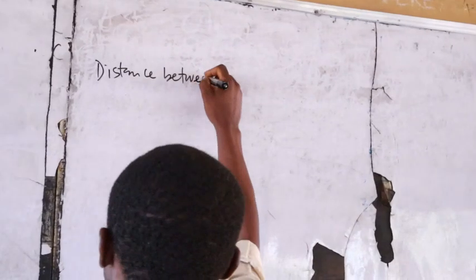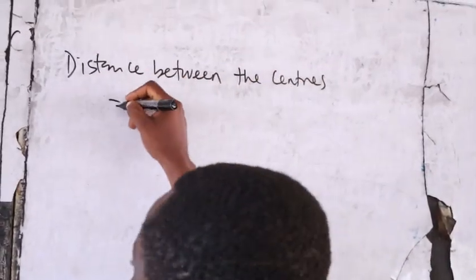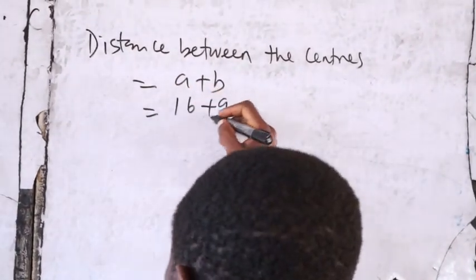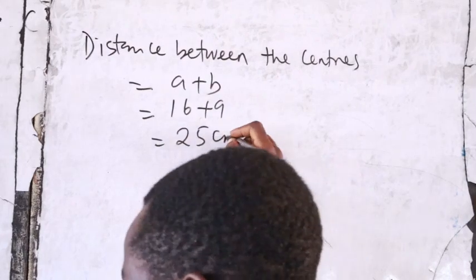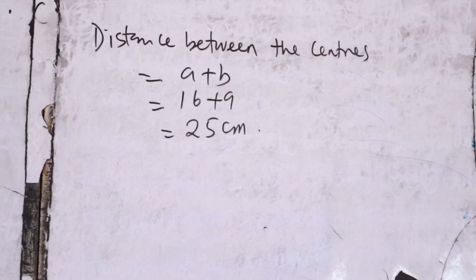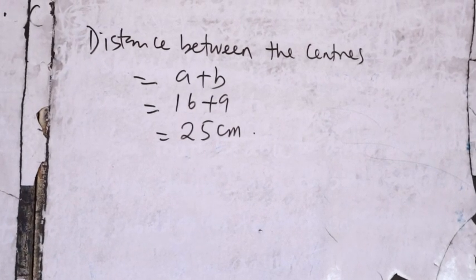Now the distance between the centers is equal to A plus B, and that is 16 plus 9, and that's 25 centimeter. Is that taken? So that is how to get that one. Is there any question? No.